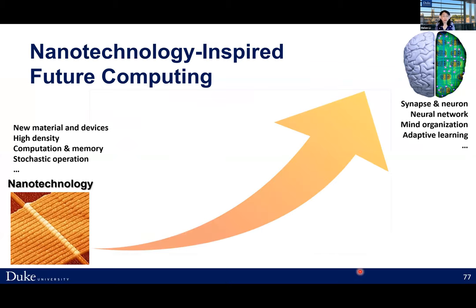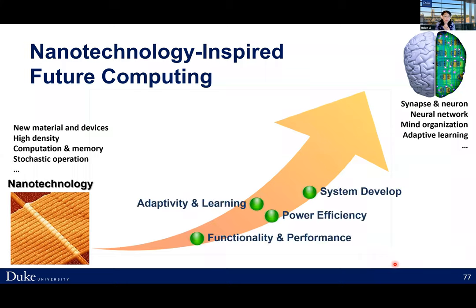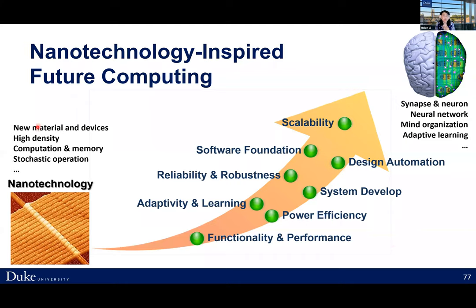and the opportunities. Okay. I've been working on nanotechnology-inspired computing. Essentially, we utilize new materials and devices that offer a lot of new characteristics to build neuromorphic computing systems. I wouldn't say we can achieve the functional level of brains, but we approach it. As you can see, this thread of research involves many detailed research topics, from functionality to power efficiency to system development, software development, design automation, and so on. So tremendous effort is necessary and still expected.